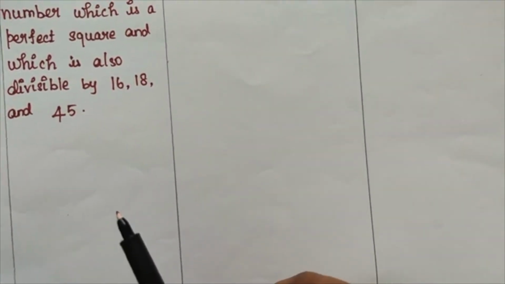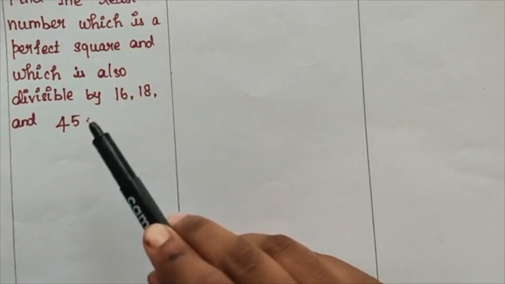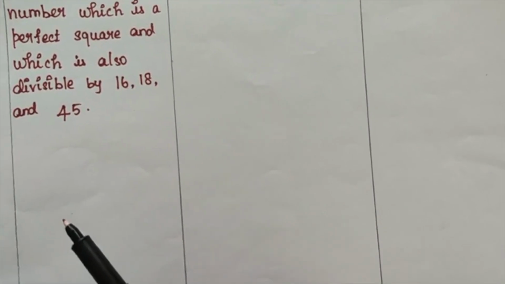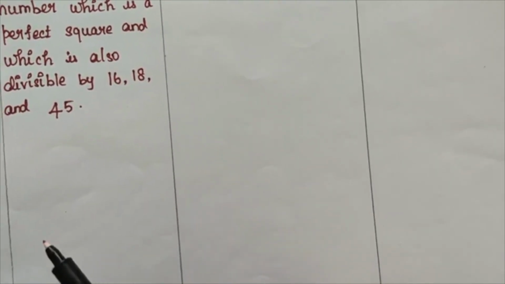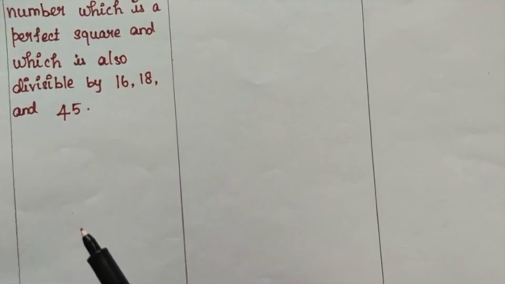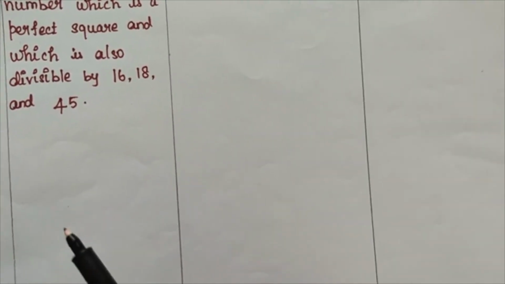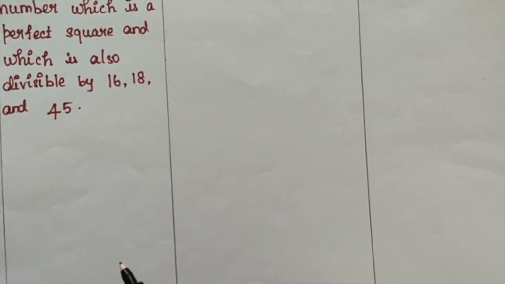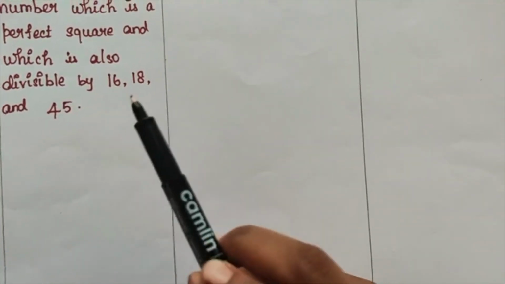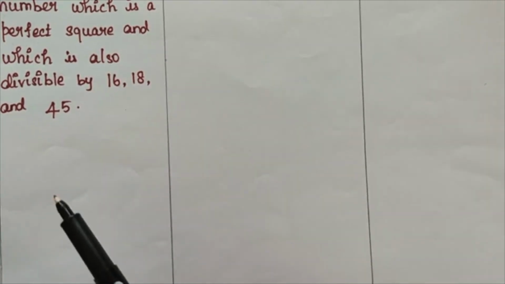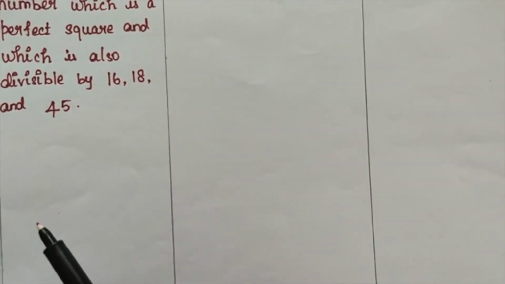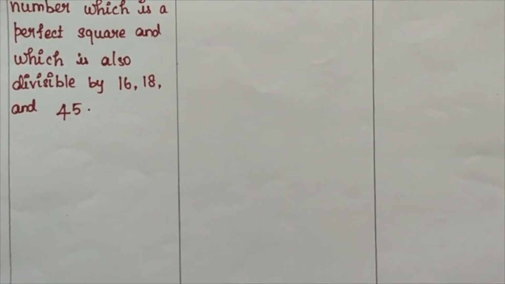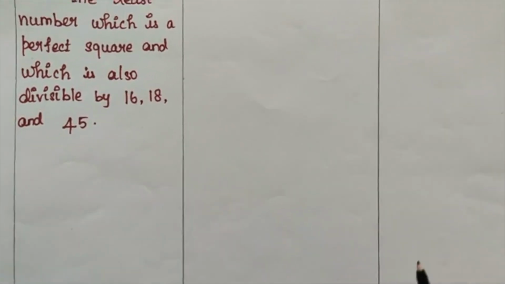I'll tell you the reason why. If we find the LCM of these numbers, obviously all three numbers are divisible by that LCM. And if LCM is divisible by a number, the multiple of LCM is also divisible by the same number. So let's check whether the LCM is a perfect square or not. If the LCM is not a perfect square, we can find what number must be multiplied in order to change it to a perfect square. So we can go with that concept.